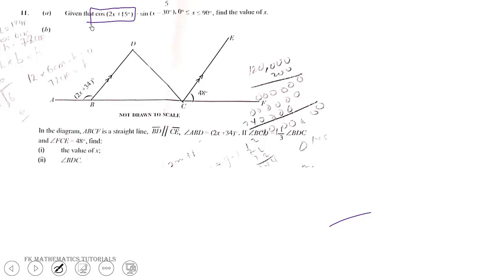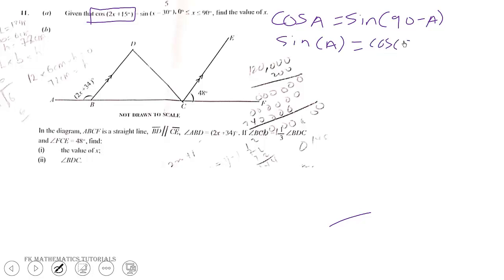So we recall that the sine and the cosine functions are complementary. So if we have cos A, which will be equal to sine 90 minus A. The same way, when you have sine A, it is equal to cos 90 minus A.